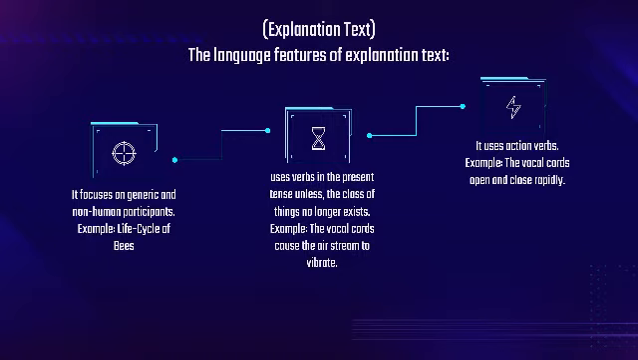2. Use verbs in the present tense unless the class of things no longer exists. For example, the vocal cords cause the airstream to vibrate. 3. It uses action verbs. For example, the vocal cords open and close rapidly.